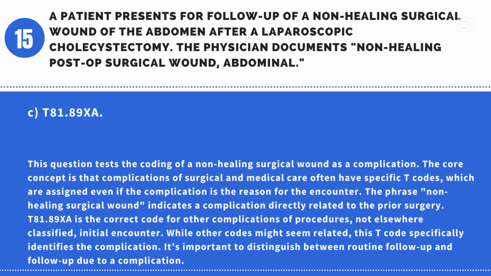T81.89XA. This question tests the coding of a non-healing surgical wound as a complication. The core concept is that complications of surgical and medical care often have specific T codes, which are assigned even if the complication is the reason for the encounter. The phrase non-healing surgical wound indicates a complication directly related to the prior surgery. T81.89XA is the correct code for other complications of procedures, not elsewhere classified, initial encounter. While other codes might seem related, this T code specifically identifies the complication. It's important to distinguish between routine follow-up and follow-up due to a complication.